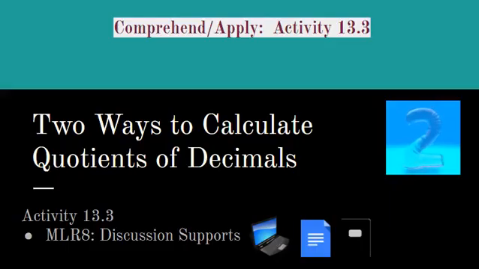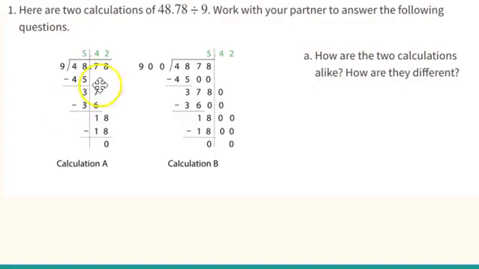All right, so let's talk about a couple ways to make quotients with decimals. In both of these, we have 48 and 78 hundredths divided by 9. In the one, we're really looking at just straight up dividing, putting that decimal and just going through like always. Here, the difference is that we've multiplied both of these by 100, giving us 900 here and 4,878 over on the other side. But still, when you divide it out, you still get the same quotient.